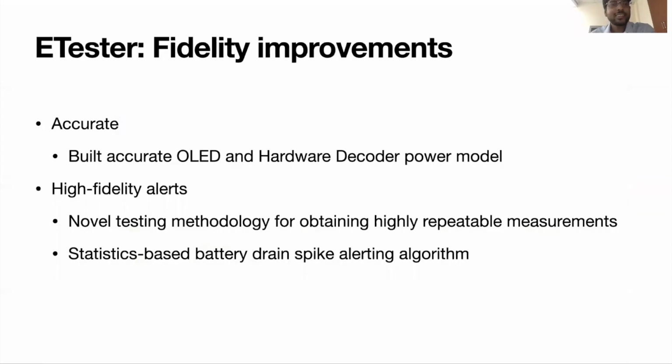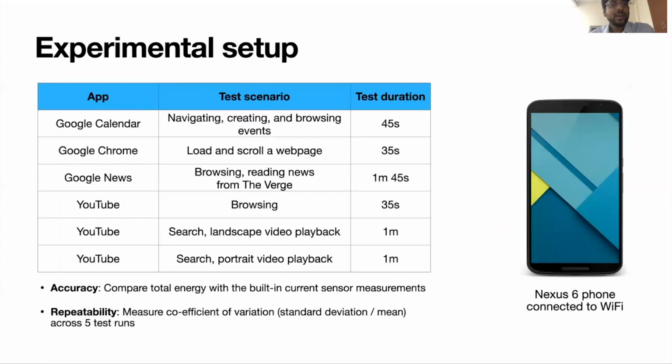Okay, next I describe the fidelity improvements we made to eTester. To improve the accuracy of eTester, we built accurate OLED and hardware decoder power models which were not present in eProf. To improve fidelity of alerts, we created a novel testing methodology for obtaining highly repeatable measurements and a statistics-based battery drain spike alerting algorithm. To validate the fidelity, we did the following experiments.